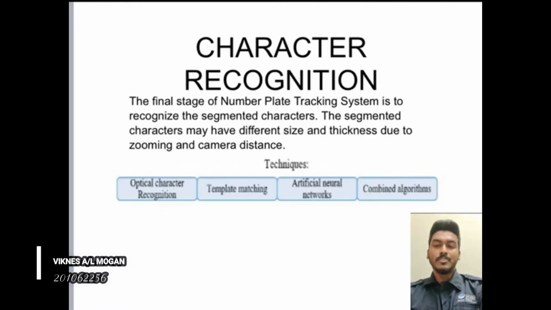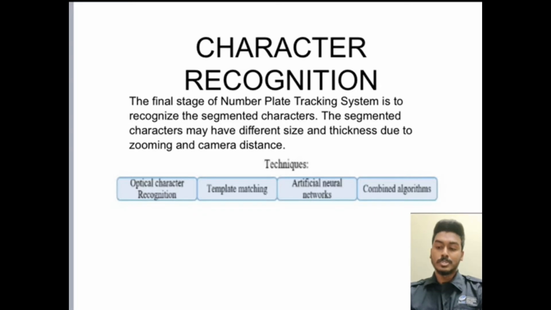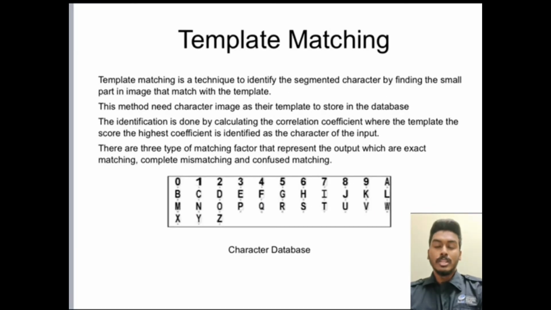Character recognition. The final stage in the number plate tracking system is to recognize the segmented characters. The segmented characters may have different sizes and thickness due to zooming and camera distance. There are different techniques in character recognition, such as optical character recognition (OCR), template matching, artificial neural networks, and combined algorithms. In this system, we use the technique of template matching.